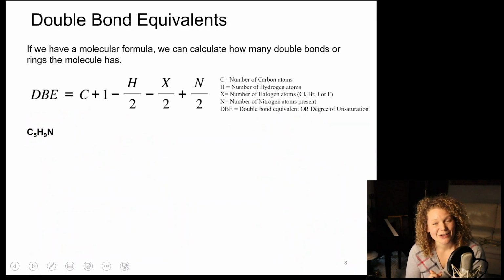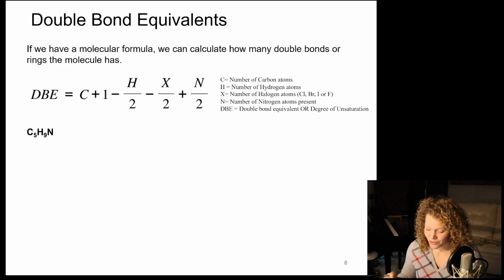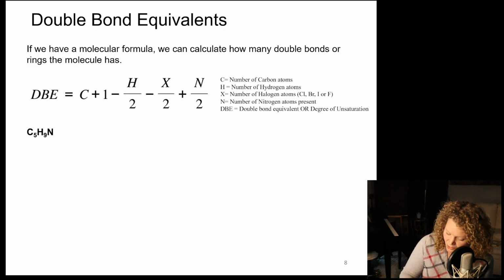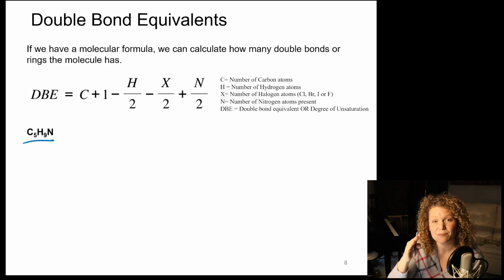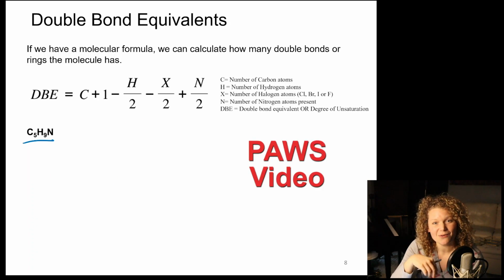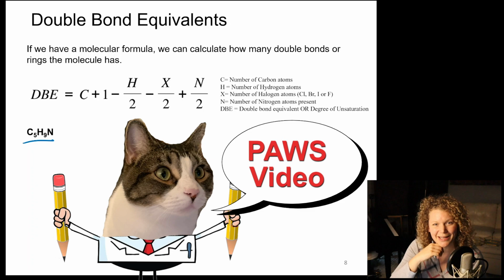Why don't we do another example together? And I want you to try this on your own. So first, go ahead and calculate the DBE for C5H9N. Go ahead and pause the video, and then we will go over the answer together.